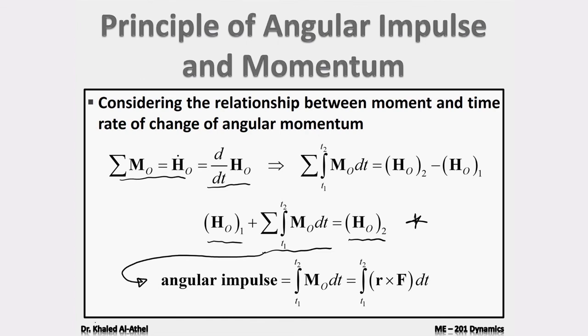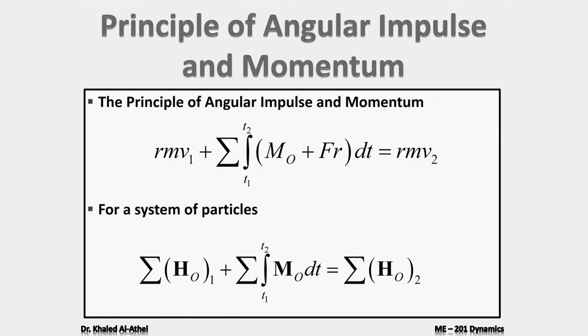Okay, that's basically the theory. So as a summary, the principle of angular impulse and momentum says that R times m times v1 plus summation of the integral of either you have moments or you have forces multiplied by the distance, which will give me a moment effect, dt equals to R mv2. Now for a system of particles, all you have to do is we do the summation in here and there.